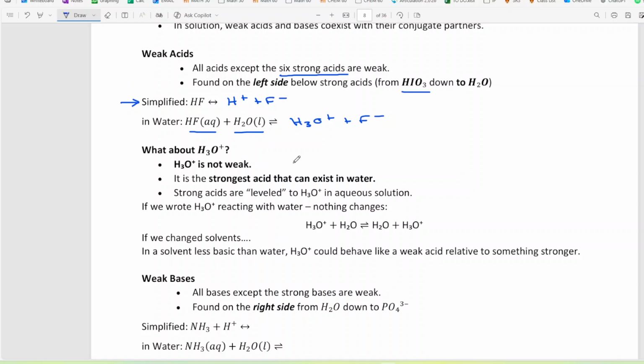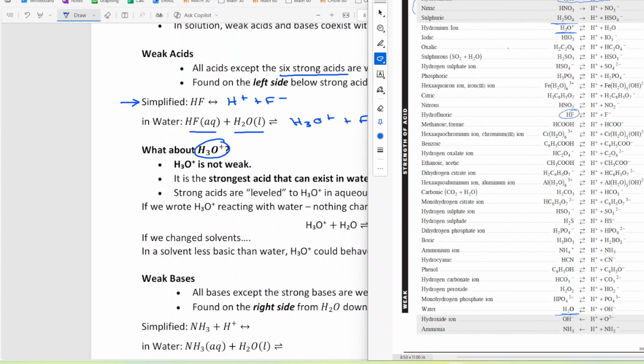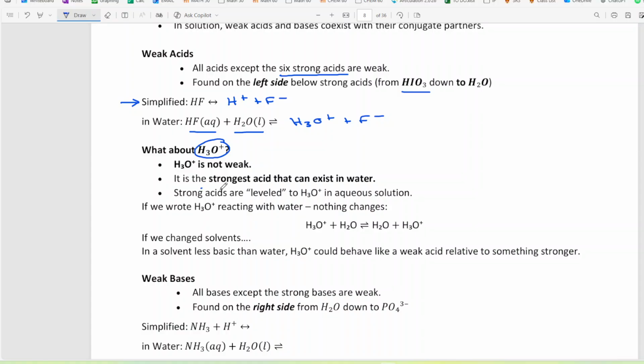Now let's take a second just to talk about the H3O+. So again, if you look at this chart, there's this H3O+ that's at the bottom of the strong acids, but it's not shaded, right? It's not considered weak. It's actually the strongest acid that can exist in water. So strong acids are all leveled to this hydronium ion in aqueous solutions.